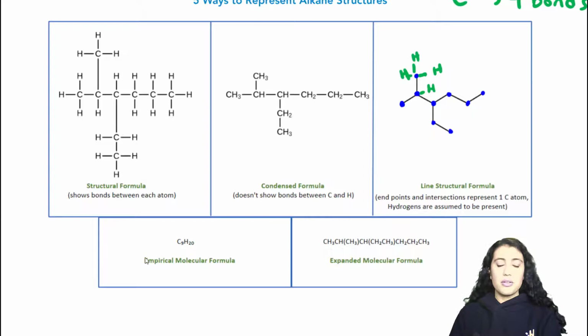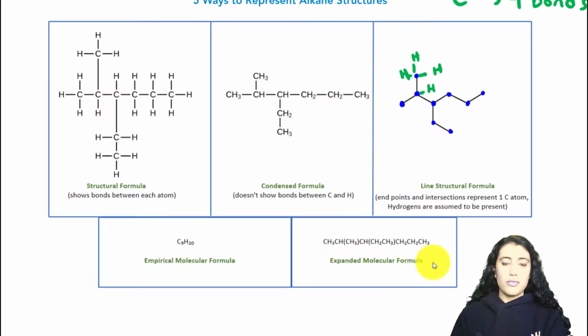Next, we have the empirical molecular formula, which is just telling you how many of each atom are present. So another way of saying all of this, when you might not need to show the entire structure, you can just say C9H10. And then finally, the expanded molecular formula. So this would be good if showing branches is important. So these guys are like branches off of the main chain, but you're not taking up as much space as drawing out the whole formula. So you might see things like in this form as well, the expanded molecular formula.